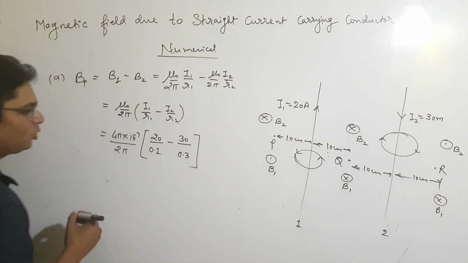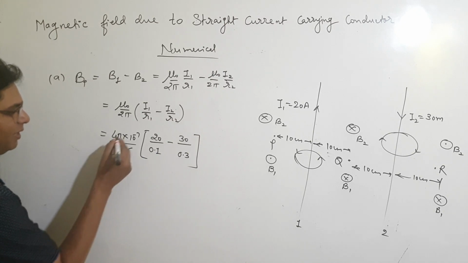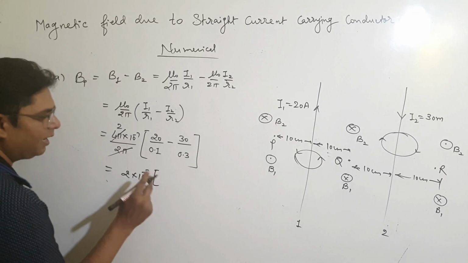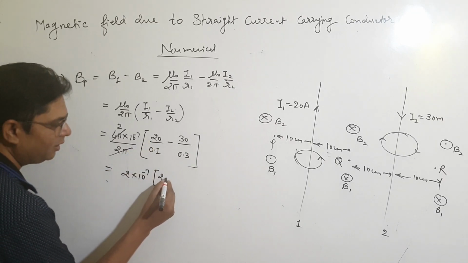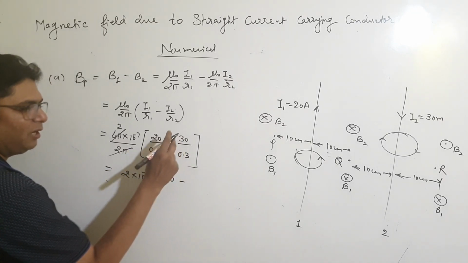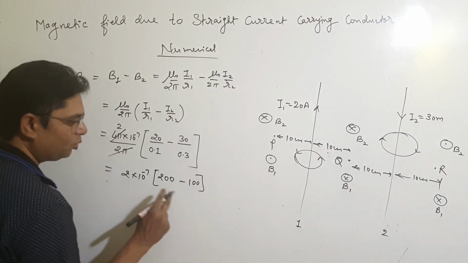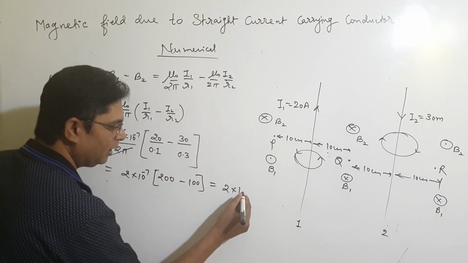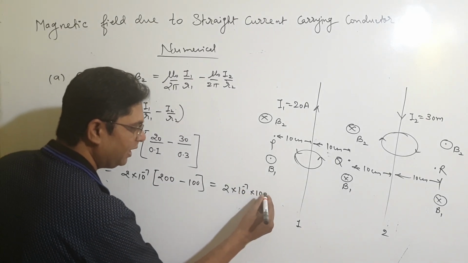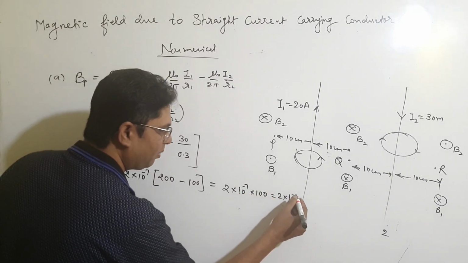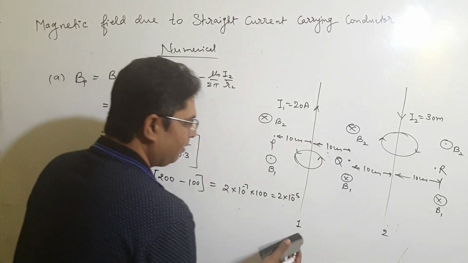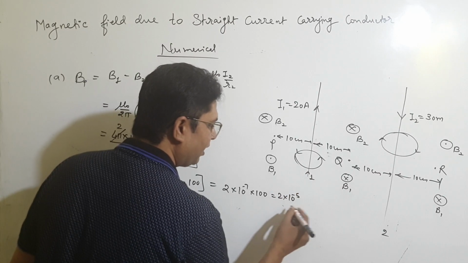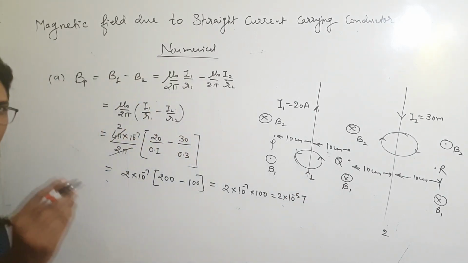Now let us solve it. So the 2 pi will cancel out, 2 is here. So 2 times 10 to the power minus 7, under bracket, here it is 200. The 3 will cancel out, here it is 100. So 200 minus 100 is 100. So you have 2 into 10 to the power minus 7 into 100, which is 2 into 10 to the power minus 5 Tesla. This is due to conductor 1, minus 5 Tesla. And what about the direction?